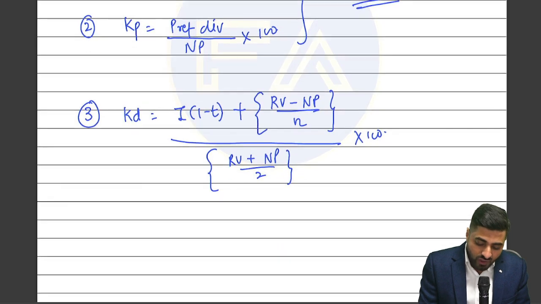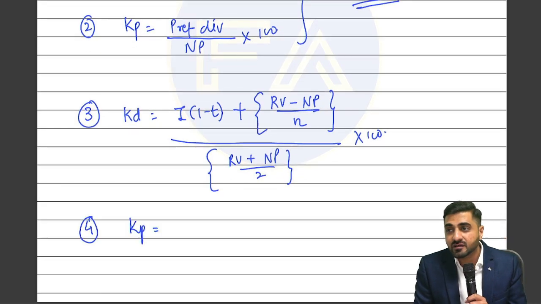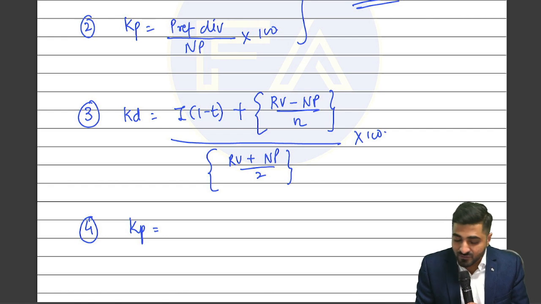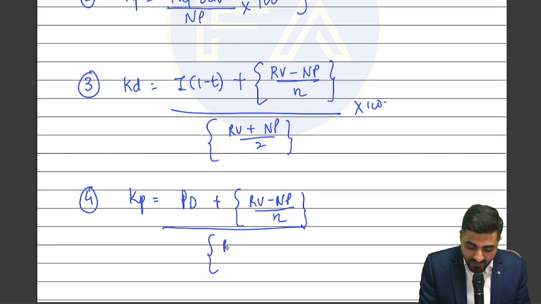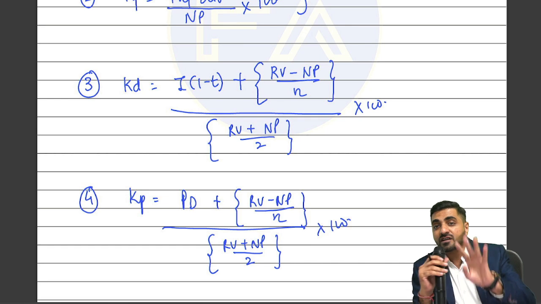And also at the same time, there is the cost of preference shares which is redeemable in nature. So the only difference will be, instead of interest into 1 minus tax, what will be the next thing, beta? Preference dividend plus RV minus NP upon N, the whole upon what? RV plus NP upon 2. Are you all okay with the first four?